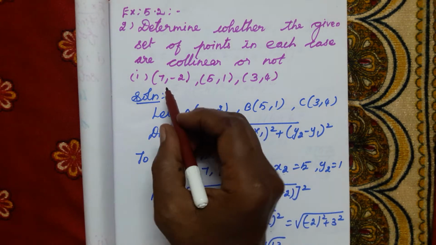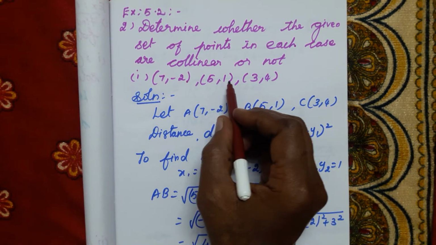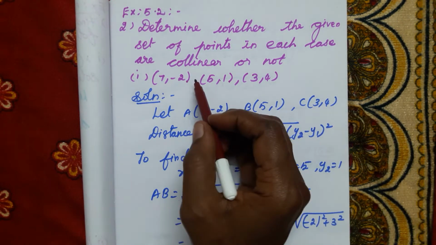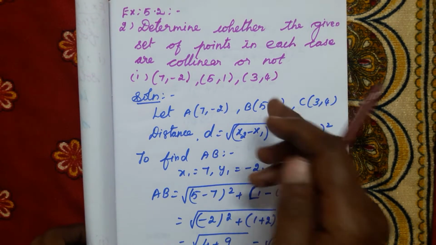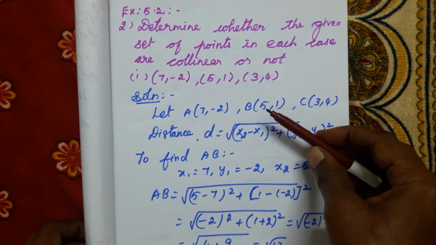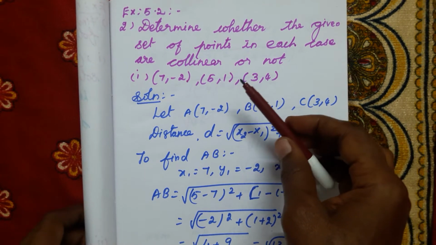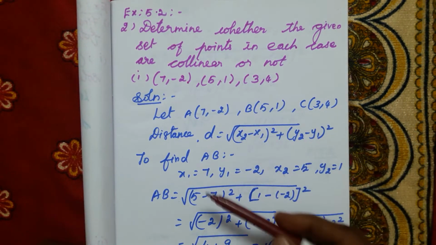Okay. First, 7 comma minus 2, 5 comma 1, 3 comma 4. Already, in the example problem, I have explained this, example 5.5. It is the same model problem: the following points lie on a straight line. How do we find out? Collinear means we want to find the sides, AB.